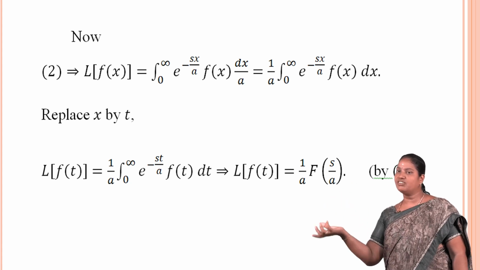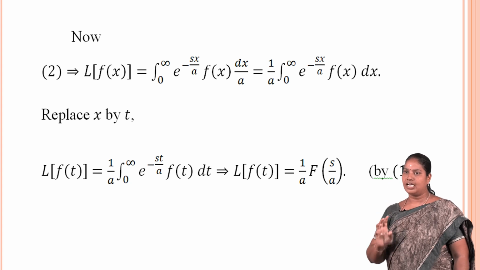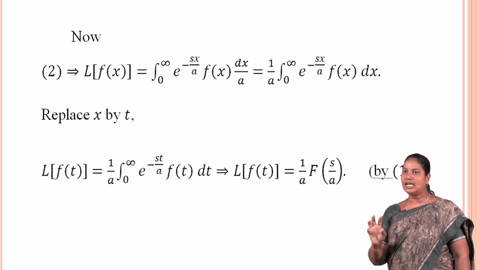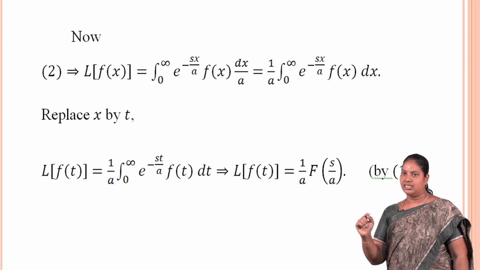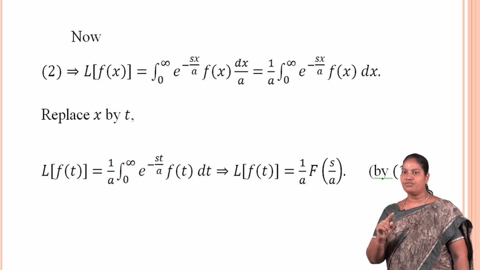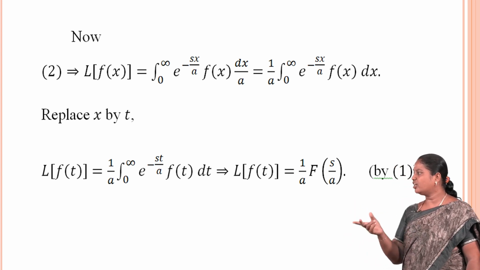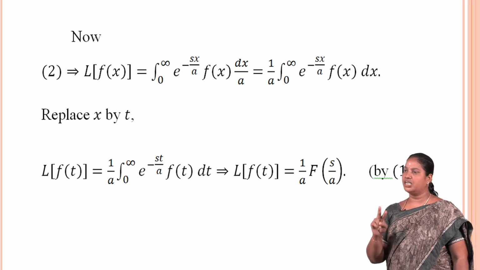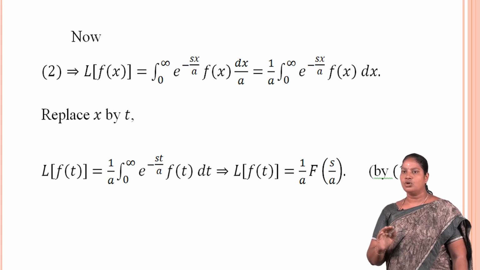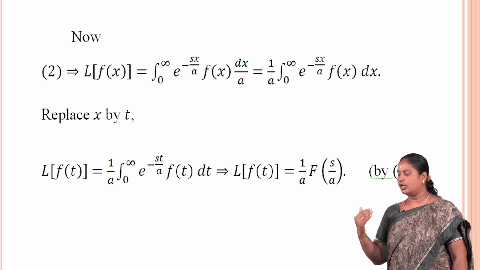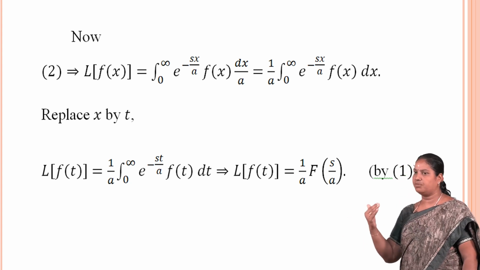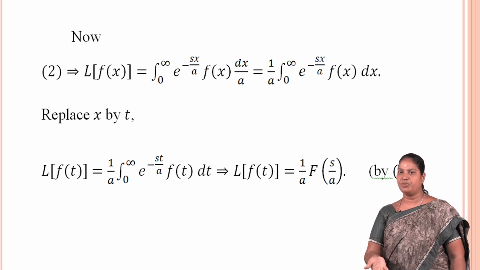Now we compare this with equation number 1, and we can observe that this is nothing but the Laplace transform with the constant s by a. So L of f of at is 1 by a times F of s by a. Here the integration is independent of variables; if we replace x by t, we get the same answer. So L of f of at is equal to 1 by a times capital F of s by a. This is the change of scale property.